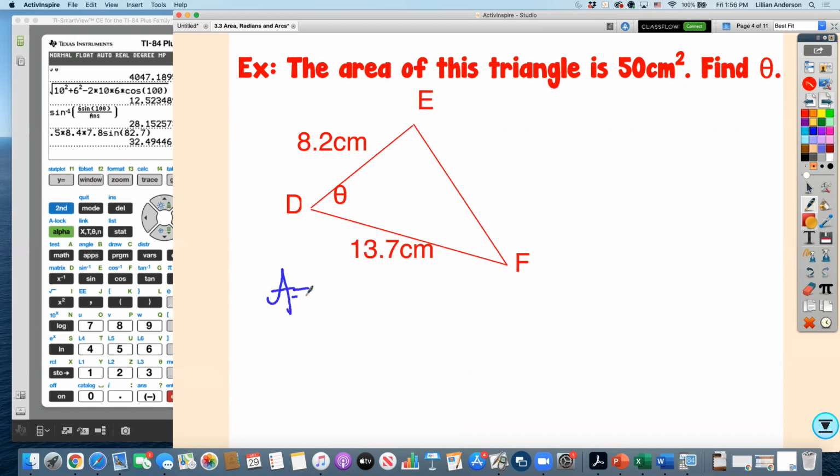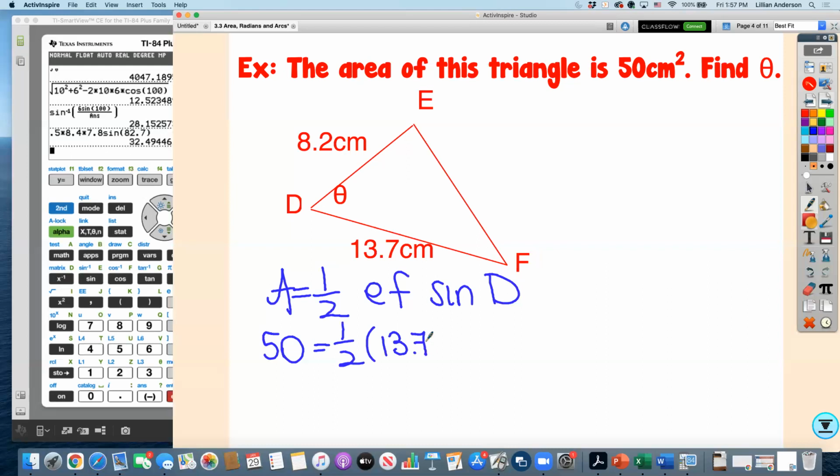In this case, the formula is going to be 1/2 what? Because I can't use bc sine A. I don't even have an A, B, and C. What are my two sides? Lowercase f, lowercase e. There's going to be sine of angle capital D. So my area is 50. So I plug in 50 for my area. I know that e is 13.7 and f is 8.2. Now it really doesn't matter. I could have done 8.2 and then 13.7. I'm multiplying it, so it doesn't matter which one goes first. Sine of angle D.